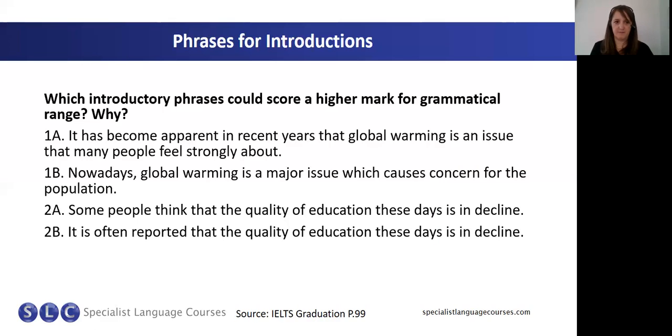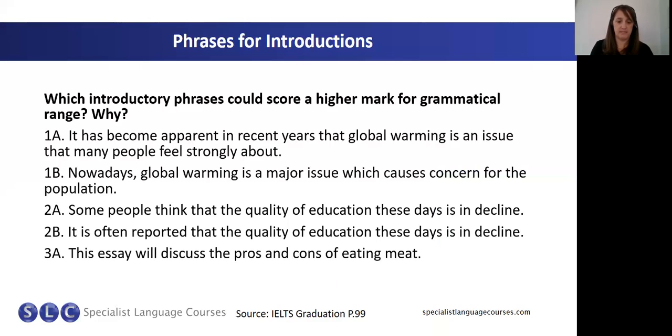Good, so we have an answer from Simone. 2B shows us that it could score a higher mark for grammatical range because of the use of passive, which is more academic. So the phrase, it is often reported that, we're using a passive structure in order to express our ideas. So this is another set phrase that you can use to expand your grammatical range. Let's have a look at another pair of sentences.